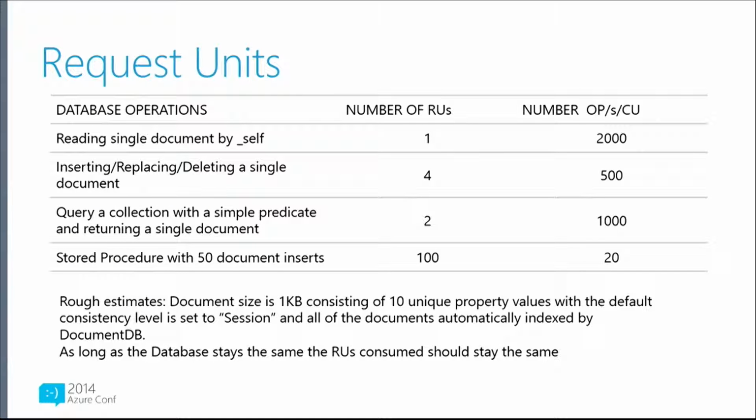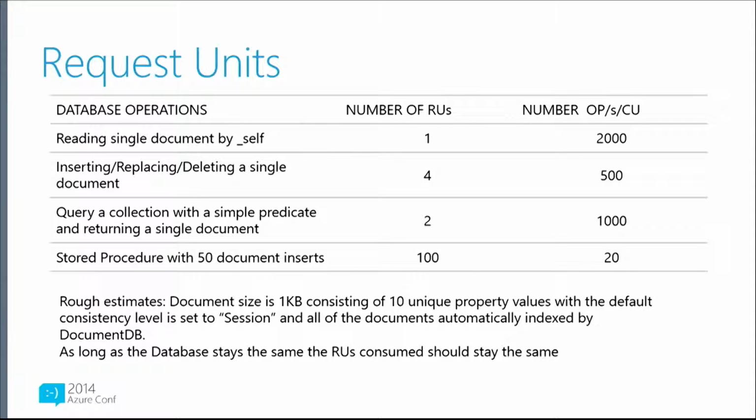So request units are a pretty important concept, and they are an abstract concept, right? So we can't say a request unit is a certain amount of CPU or a certain amount of RAM or anything like that. They are an abstract concept, but the important thing to realise is that given the same database, right, so with the same data in it, with the same indexing set up and so forth, you should get a consistent level of request units consumed for a given operation. So that allows us to do our planning.